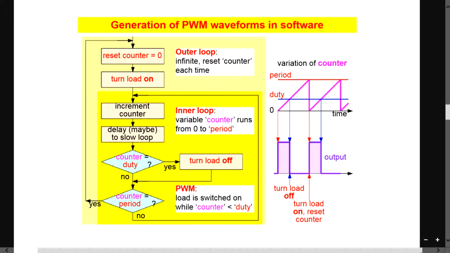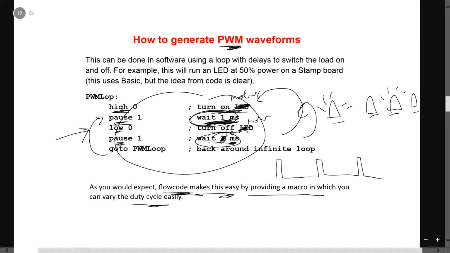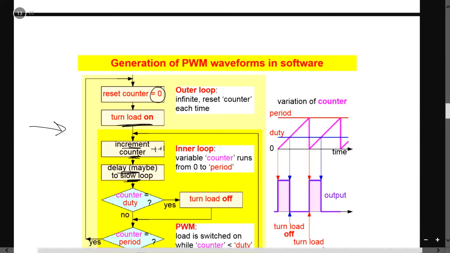I think this flow chart is a good testing exam question also. So I'll just briefly go through it: you set your counter equal to 0, and then you turn the load on, and then you have an increment counter, so you plus 1, plus 1. And then delay for whatever loop that you want, just as in the code that we have written, you delay how many times, you pause how many times.